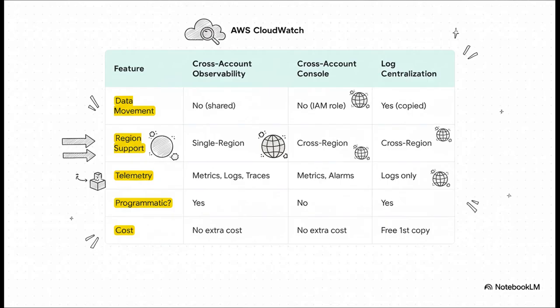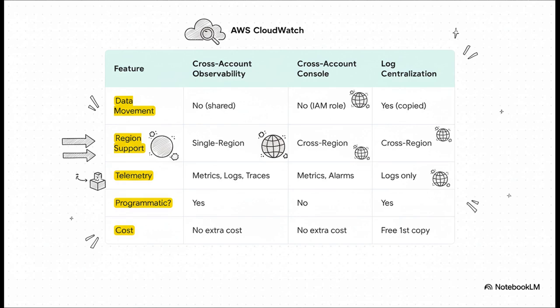This table really lays it all out, doesn't it? Let's focus on 2 key rows here. First, data movement. Notice that observability shares a live view of the data. No copies are made. Log centralization, on the other hand, copies the data. That is a huge difference that impacts both your bill and your data architecture. Then take a look at region support.